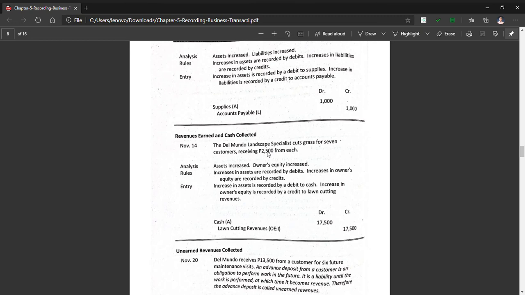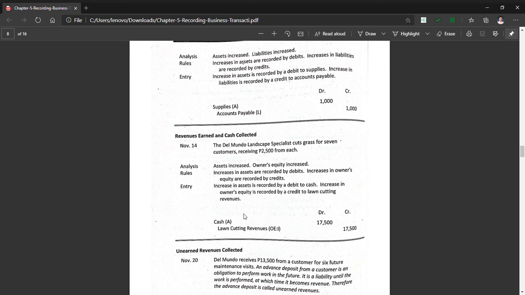Okay? So, dahil naka-receive tayo ng pera, nag-increase ang asset natin. Asset increase. And dahil meron tayong income, owner's equity increase. Okay? Always remember na income increases owner's equity, while expenses decreases owner's equity. So, dahil dito meron tayong income, kasi nga nag-render siya ng services, right? So, meron tayong income, nag-increase ang owner's equity natin.